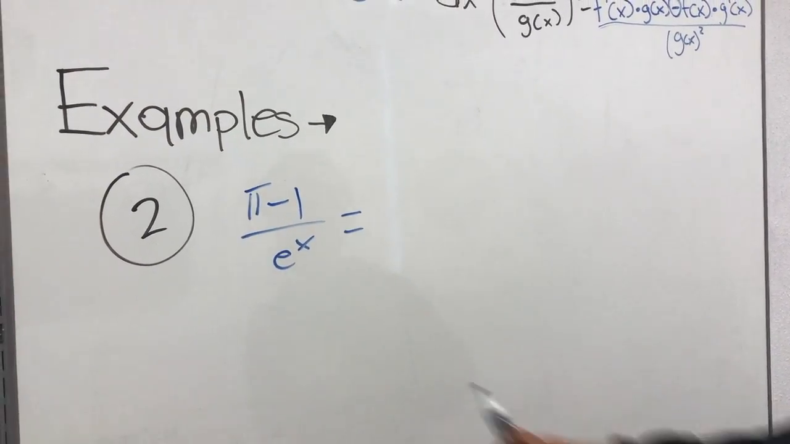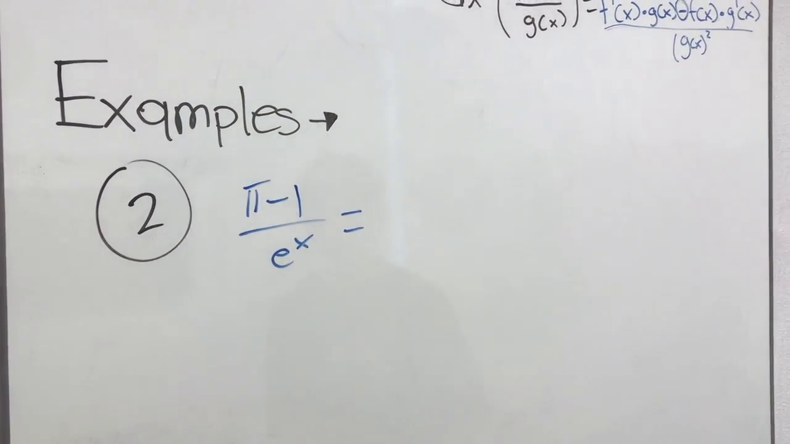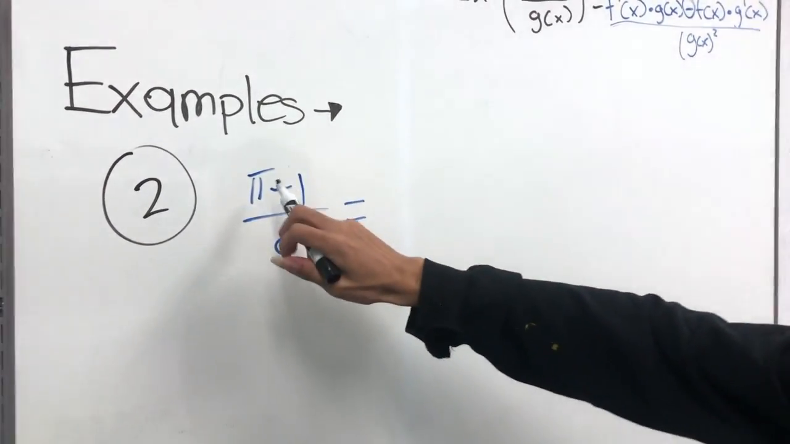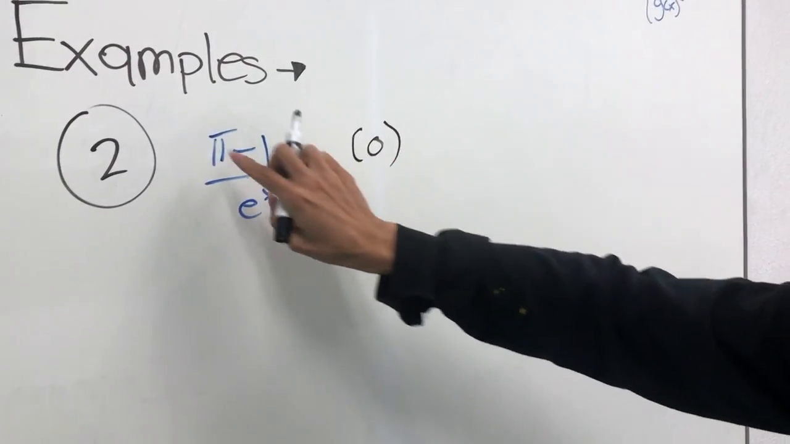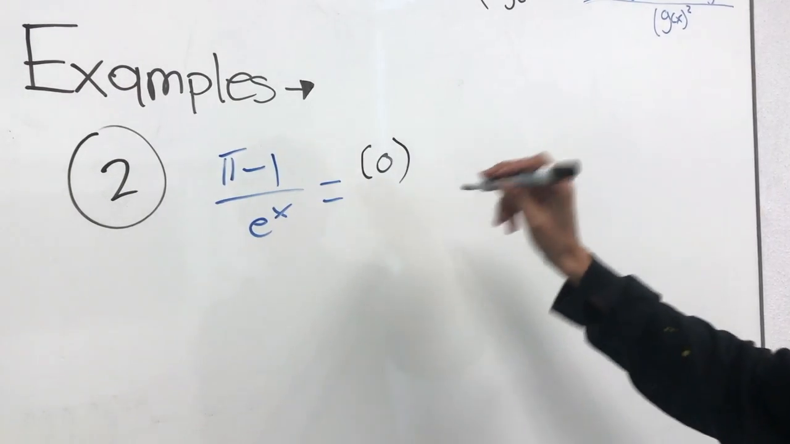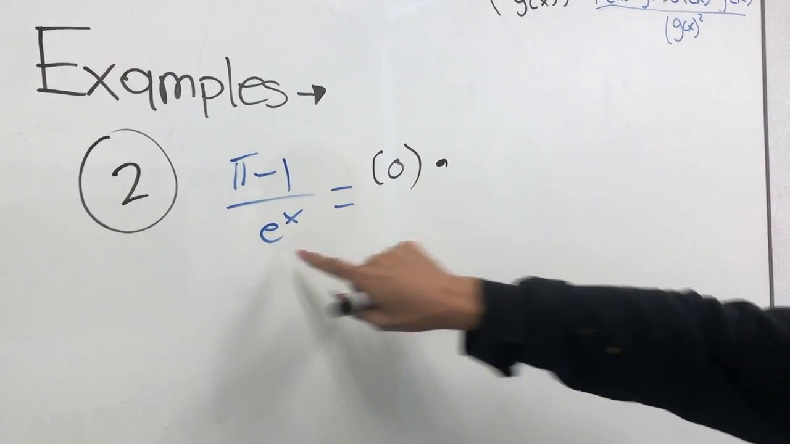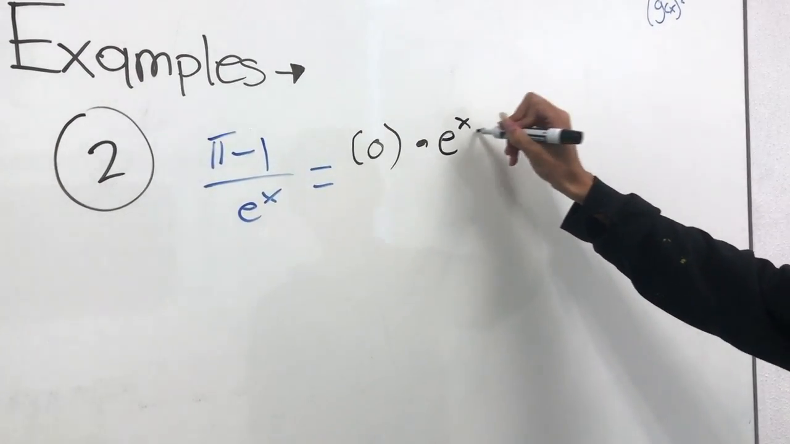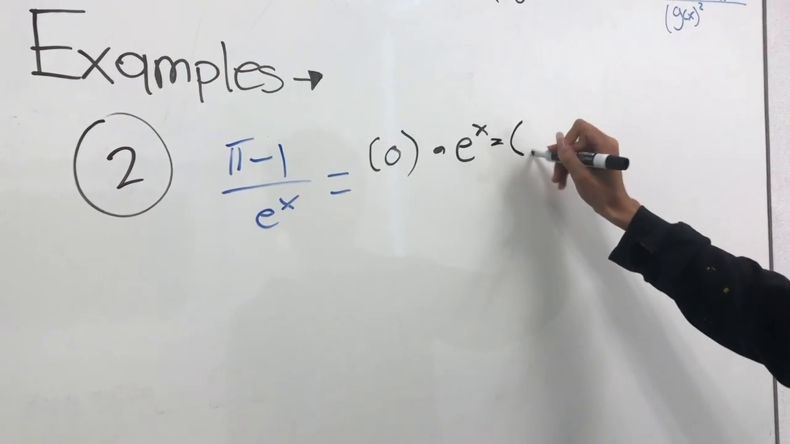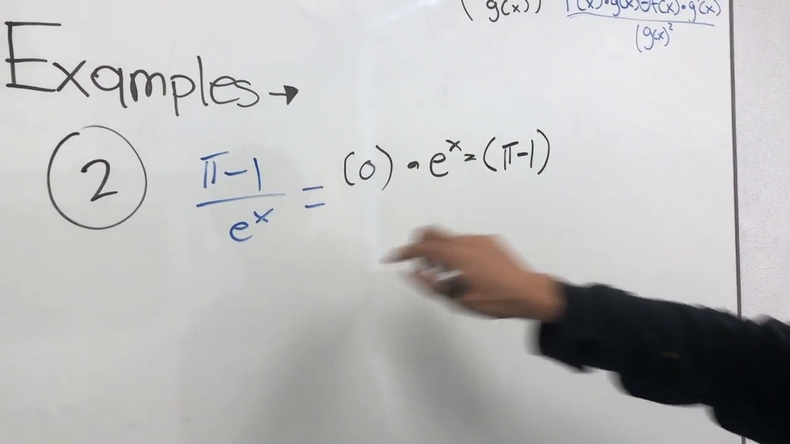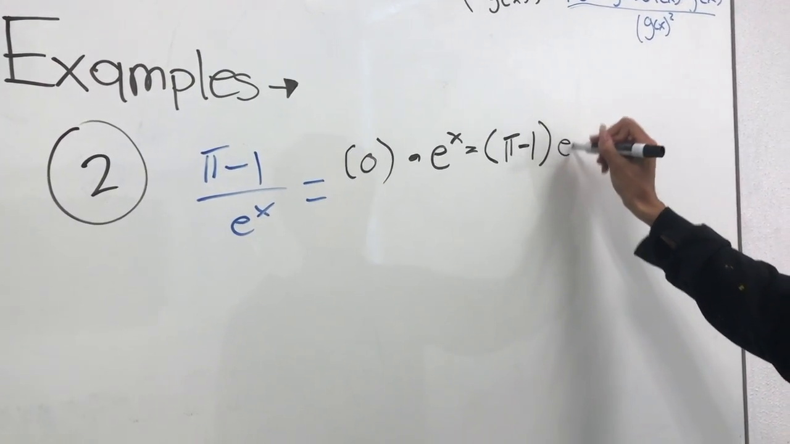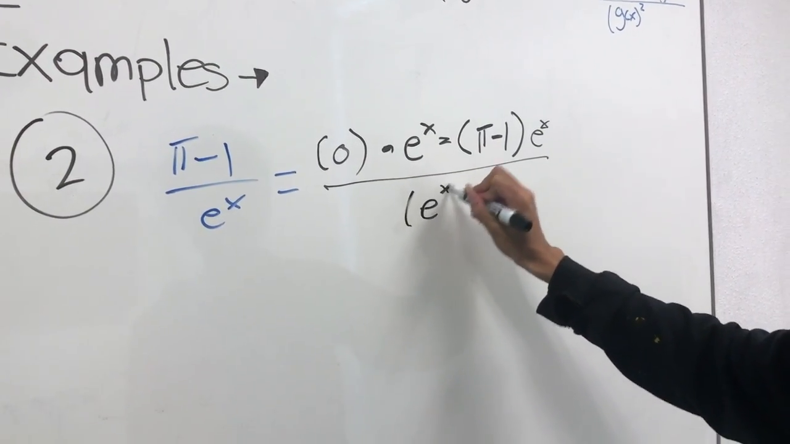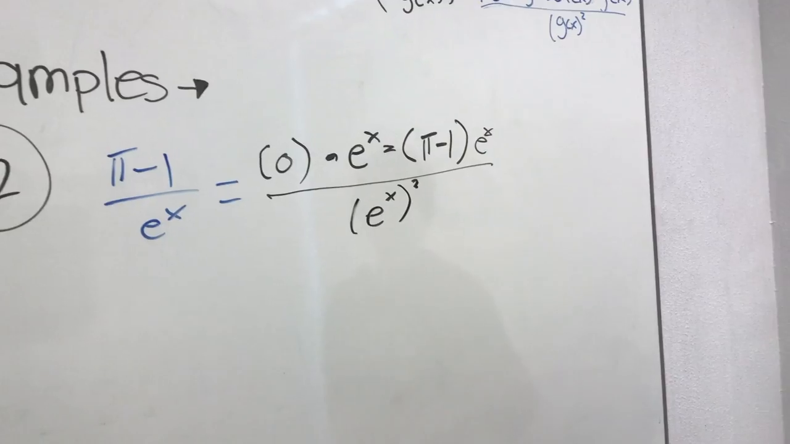As a second example, we have pi minus 1 over e to the x. Pi is a constant, so its derivative is going to be 0. So the derivative of the first one is 0, as two constants give 0, times the non-derivative of the denominator, which stays the same because it's e to the x, minus the non-derivative of the first one, which would be pi minus 1, times the derivative of the second one, which stays the same again. All divided by the square of the denominator, which would be e to the x squared.